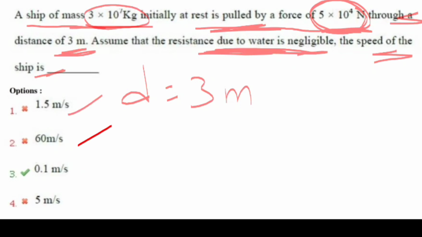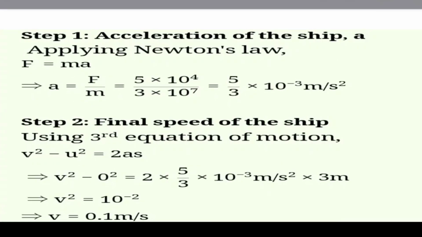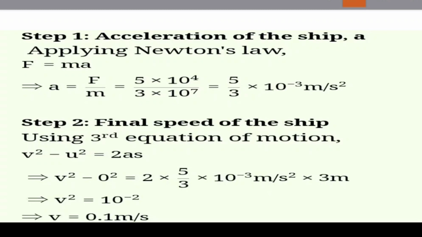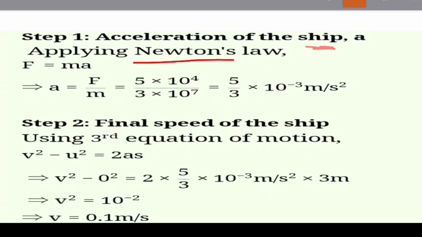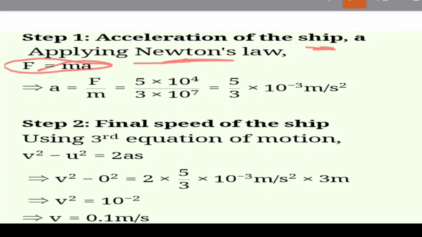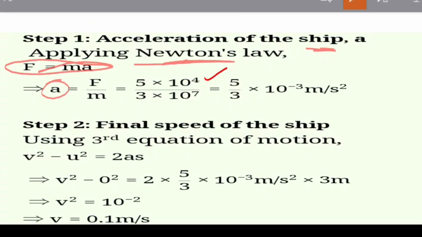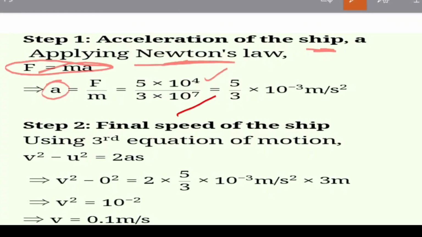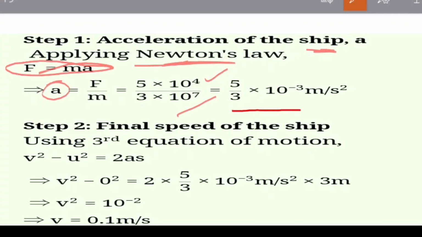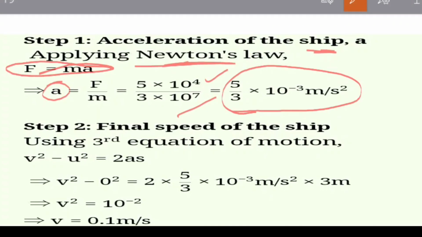Option A 1.5 meter per second. Option B 60 meter per second. Option C 0.1 meter per second. Option D 5 meter per second. Step 1: acceleration of the ship. Applying Newton's law, F equals ma. Force equals mass into acceleration, so acceleration equals F by m. Given force 5 into 10 to the power of 4, mass 3 into 10 to the power of 7. So we will get 5 by 3 into 10 to the power of minus 3 meter per second square.